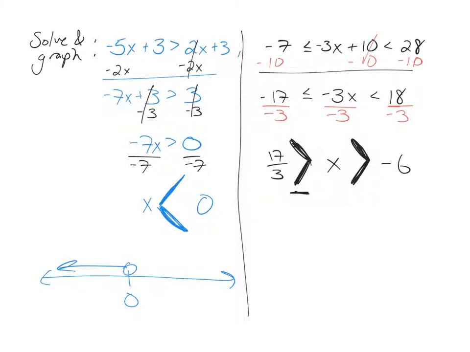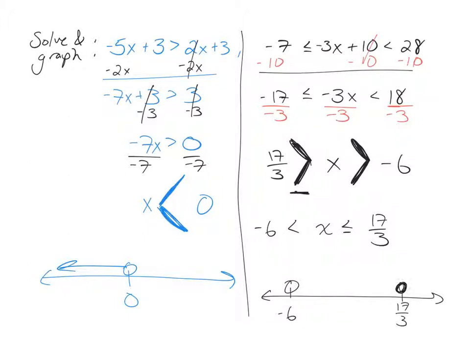Now this is a little odd. This notation here, we really like having less than signs if you have a compound inequality. So I can rewrite this like this. And then we can go ahead and graph. So I will have negative 6 with an open dot. I will have 17 over 3 with a closed dot. And x is between those.